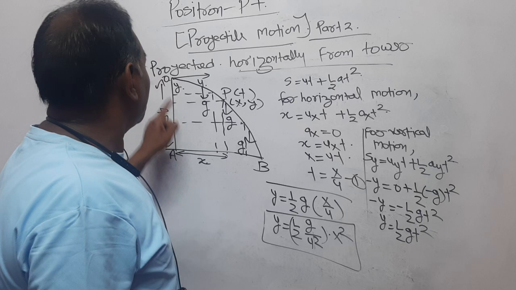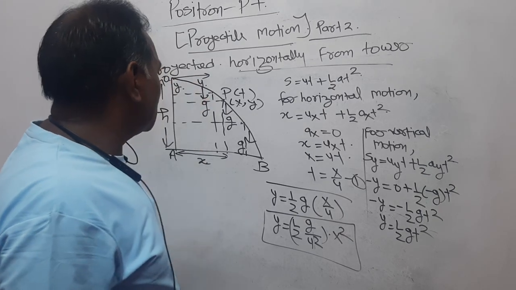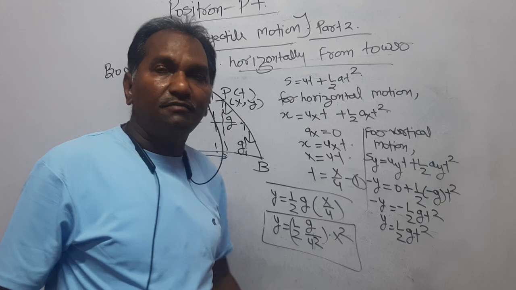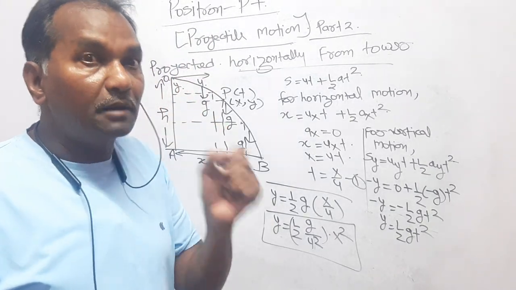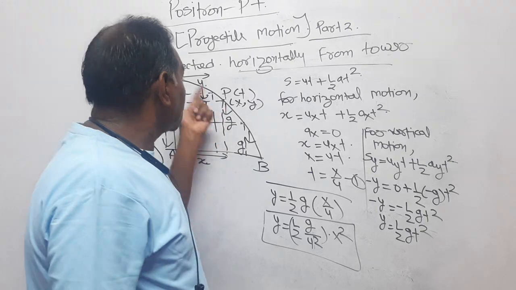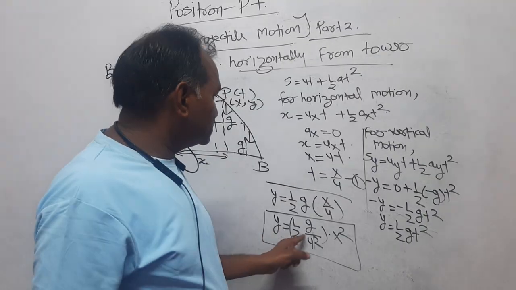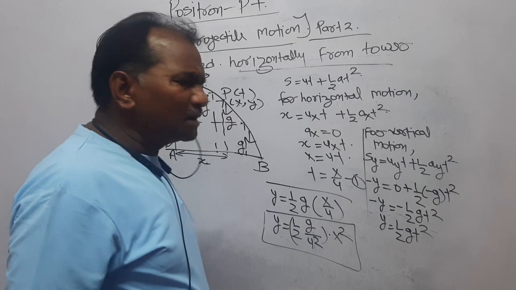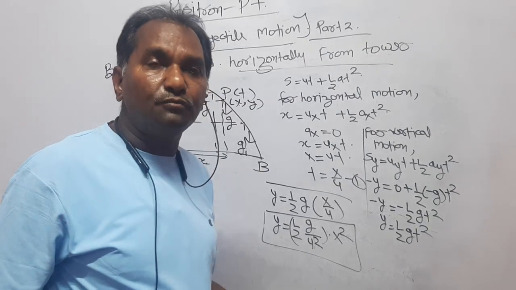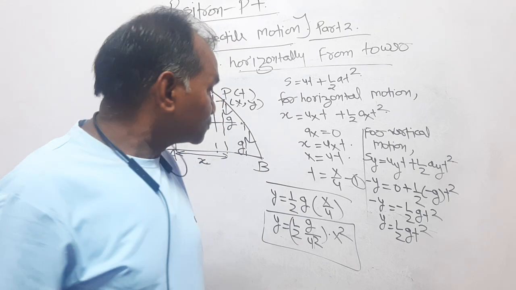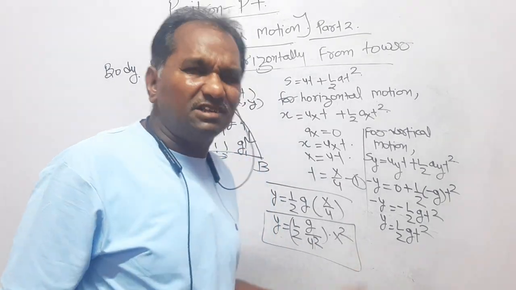It means if a body is projected from a tower with horizontal velocity u, it will come to the ground following the projectile motion, following the parabolic path. So the path of the projectile here is parabolic. You can prove that this equation resembles which equation of a parabola? To which equation of a parabola does it resemble?